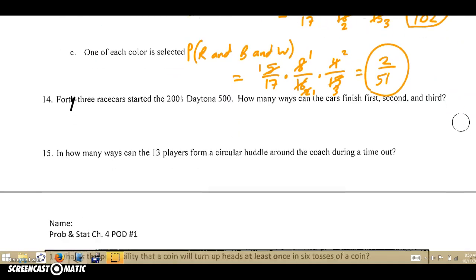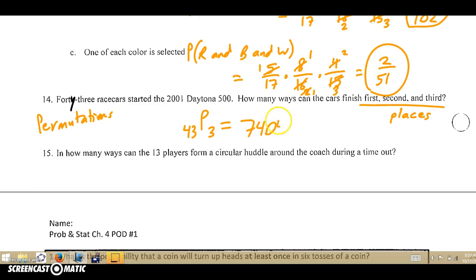Alright, 43 racers started the 2001 Daytona 500. How many ways can the cars finish first, second, and third? These are places. It'd be different if I got first and you got second and somebody else got third, compared to you getting first, me getting second, and somebody else getting third. So this is permutations. Order matters here. It matters if I get first, second, or third. So there are 43 total people. I'm picking the top 3 spots. And you just type that in your calculator. It's a simple permutation question, nothing tricky there.